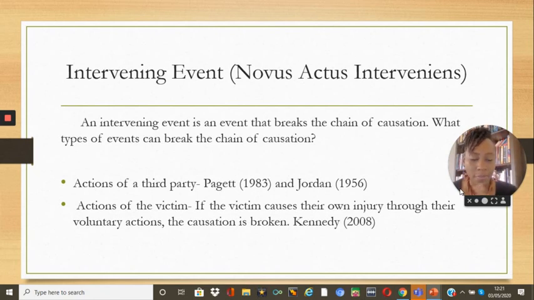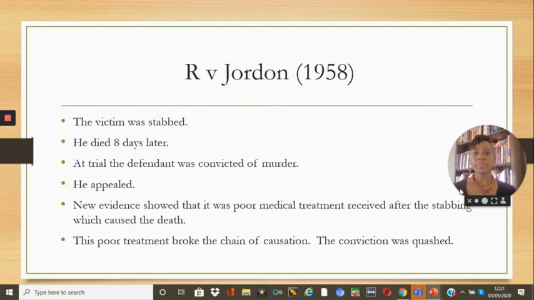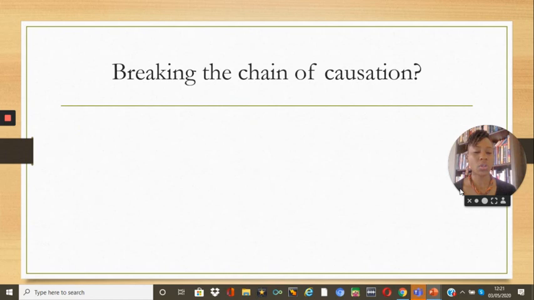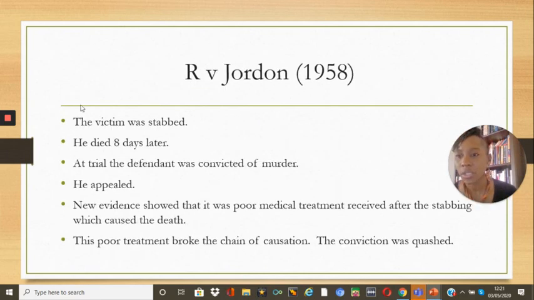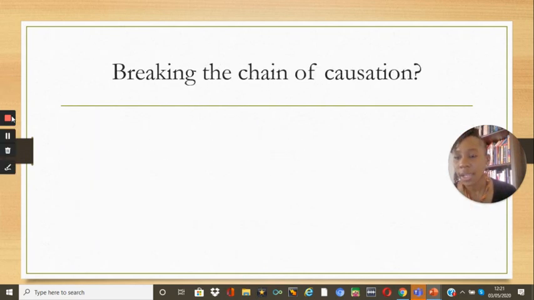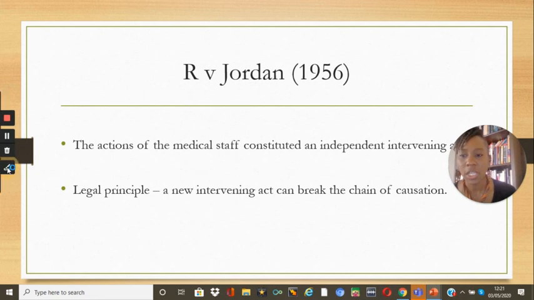So let's look at some of those cases. Let's see exactly how this works. Cases that you may want to explore further are Paget, 1983, and Jordan, 1956, which we'll discuss in this class. I didn't include discussion on Kennedy from 2008, but we have some other cases that we can discuss. Let's start off with Jordan.